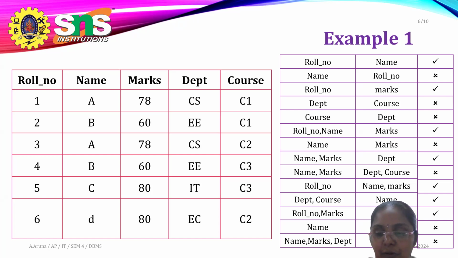If X exactly or accurately determines the value of Y, then it is valid. In this case, name can't accurately determine the roll number. So it can be set as invalid. Those I have put a cross mark, that is invalid, and a tick mark means it is valid. So this is how, in a relation, we can identify whether a dependency is valid or invalid.